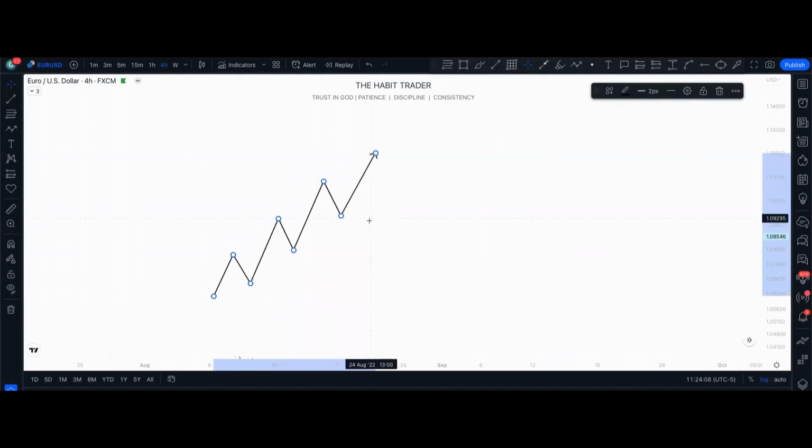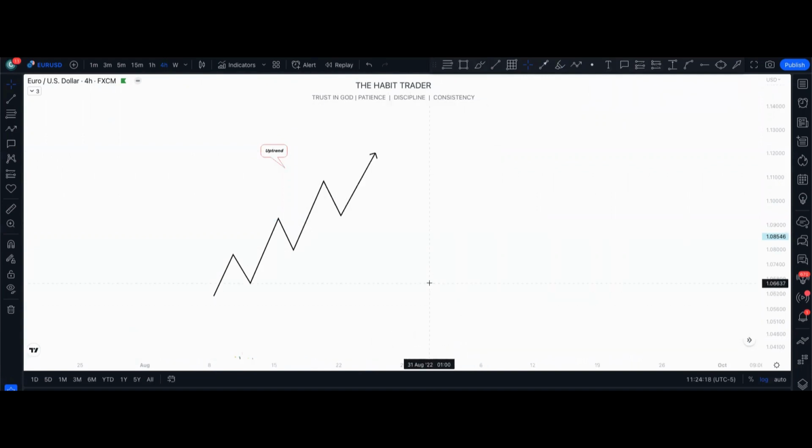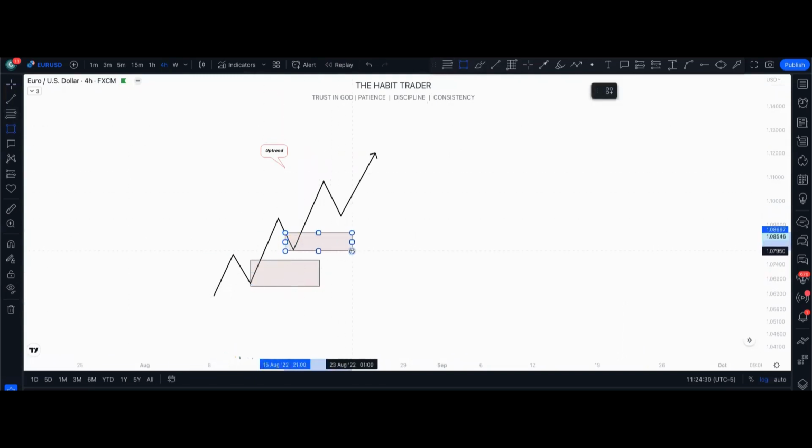So if we see the price like this one, right? We consider this one as an uptrend. So when we see an uptrend price action, we usually mark it with this as a demand, or this one.